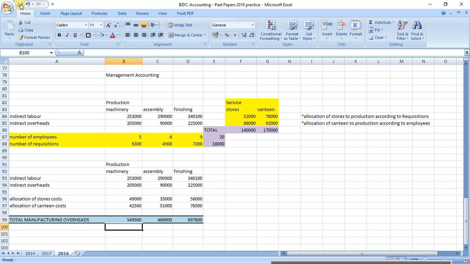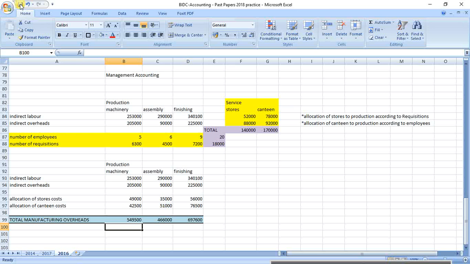Then we need to look for an absorption rate, so we need a denominator. What does absorption rate mean? What does that word mean? How are you going to allocate cost to the department based on the overheads? Let's get the exact definition. Yeah, there we go, textbook. Let's see how they define it. It's just an allocation to the department.